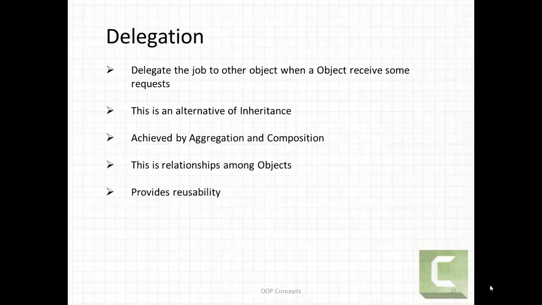This is a relationship among objects, and that relationship is called aggregation and composition. I will explain aggregation and composition in detail when I cover Java courses. And it provides reusability. You are not writing a particular implementation at each step. The implementation of one logic has already been written, and you delegate the request to that object to complete it. That way you are providing a lot of reusability.